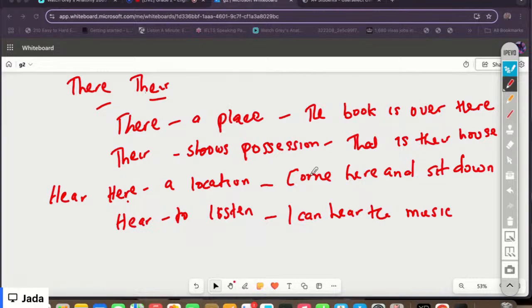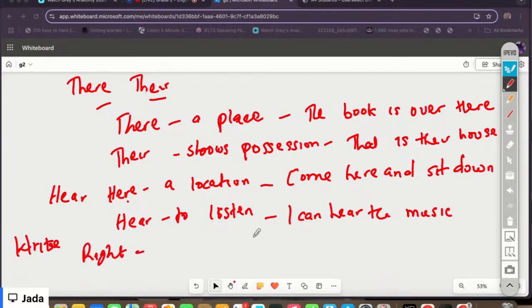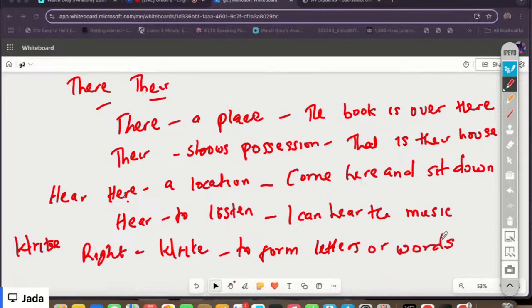so we have also this one. We have right, and we also have right. Okay? They obviously sound the same. But when you say this one, right, this one is to form letters, or words. So it's like saying, oh, can you write down the words for me?